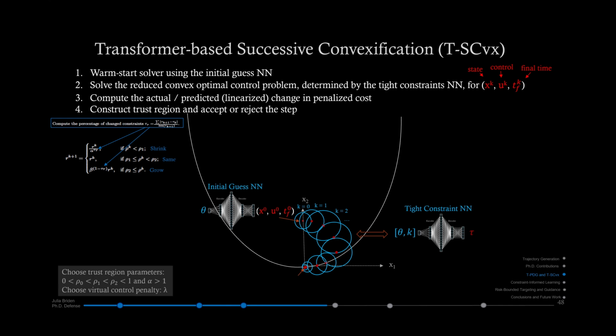denoted by the tight constraints prediction neural network. And note that this is still predicting the tight constraints only for the convex subproblems and not for the non-convex constraints that we're using in our cost function. So when we compute the actual over the predicted linear change in penalized cost, the only change we have is in the denominator. The numerator doesn't change. So we still require all constraints to be satisfied in order to converge to our optimal solution. That happens when our actual cost change is equal to 0.